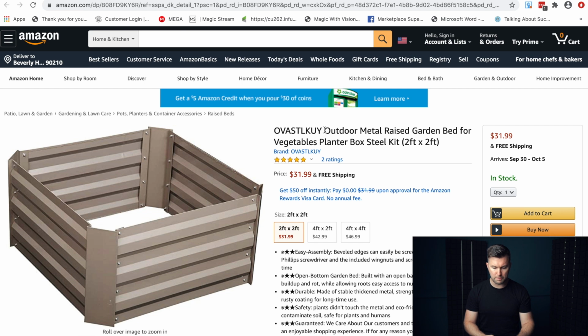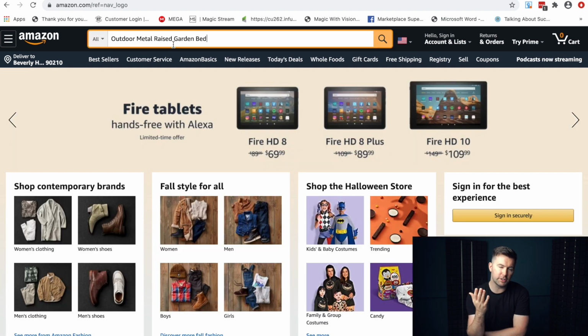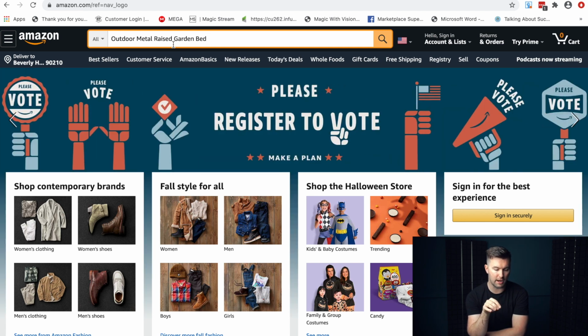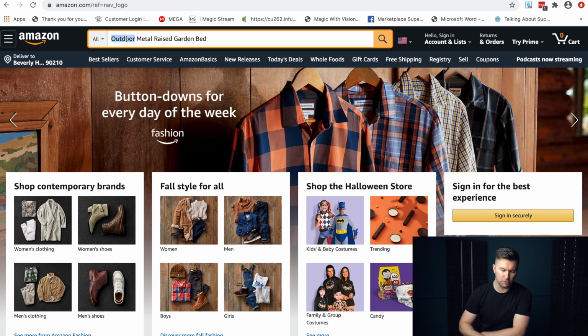This is an outdoor metal raised garden bed. You have to look at this as well and think about it. Like, what are people thinking about whenever they're searching for something? So outdoor, like maybe outdoor, get rid of that.